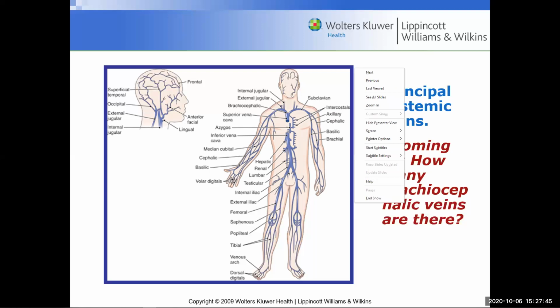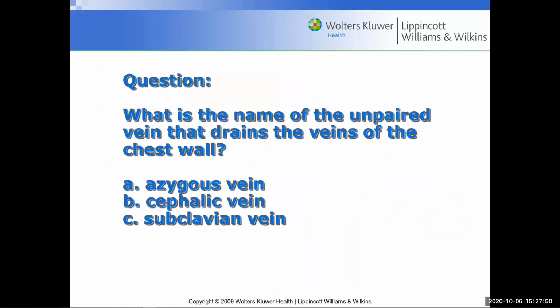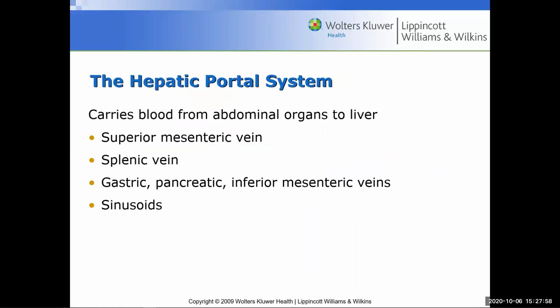All right, so what is the name of the unpaired vein that drains the veins of the chest wall? And that would be not the cephalic or the subclavian, but the azygos vein.